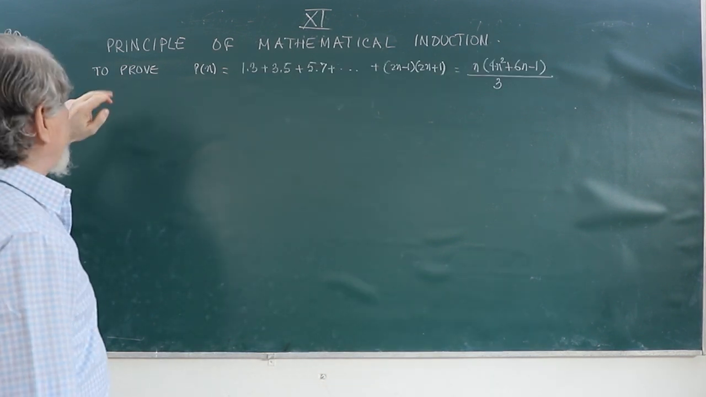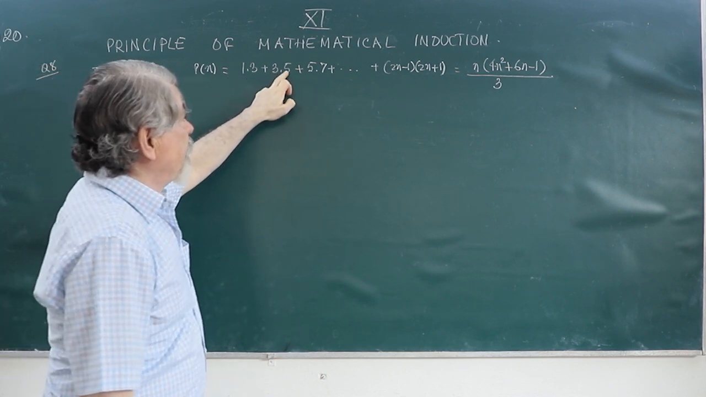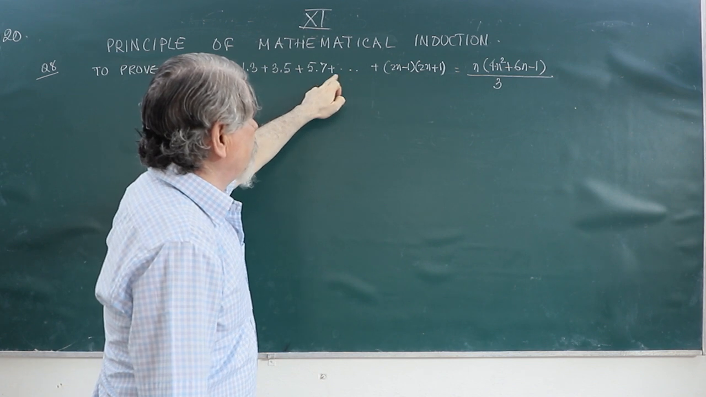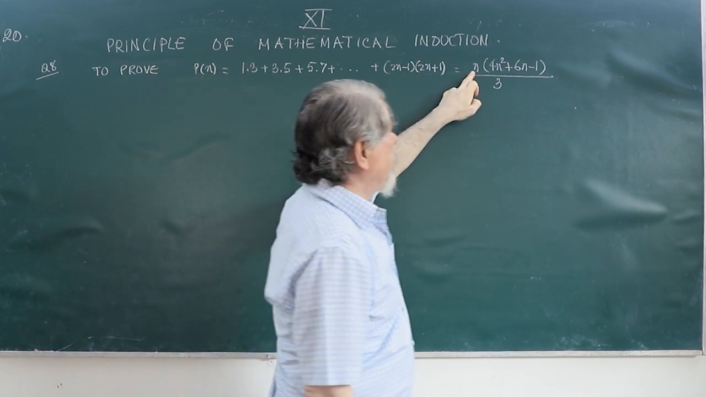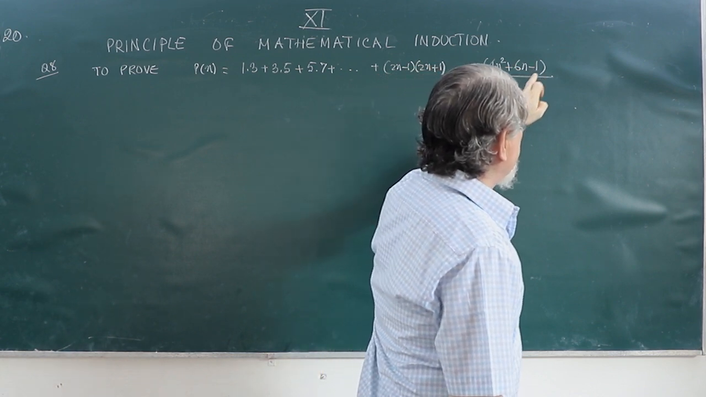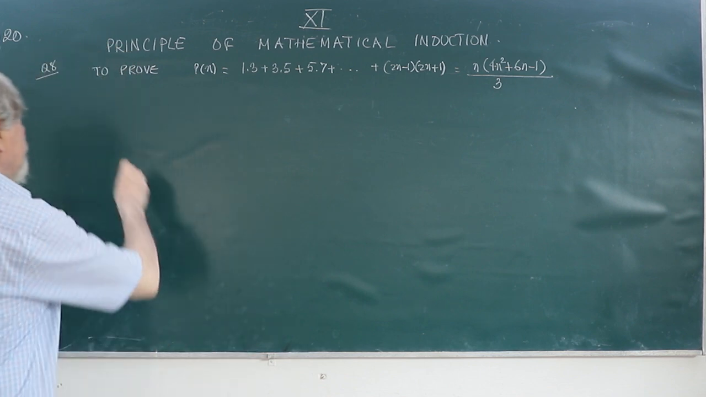Question number 8. I have to prove Pn is equal to 1 into 3 plus 3 into 5 plus 5 into 7 plus ... plus (2n minus 1) into (2n plus 1) is equal to n into (4n squared plus 6n minus 1) upon 3. Again the same method will be applied.